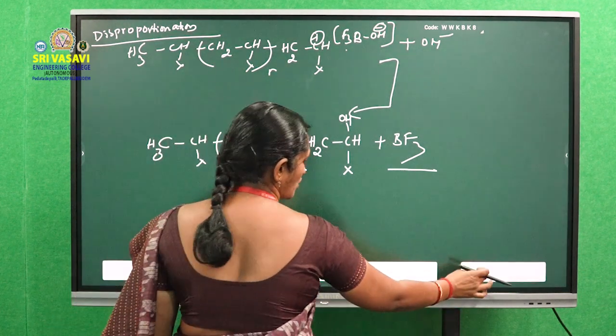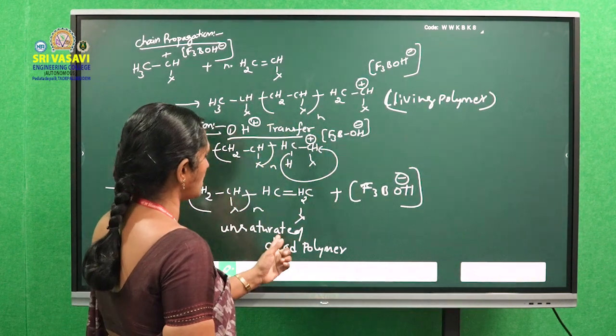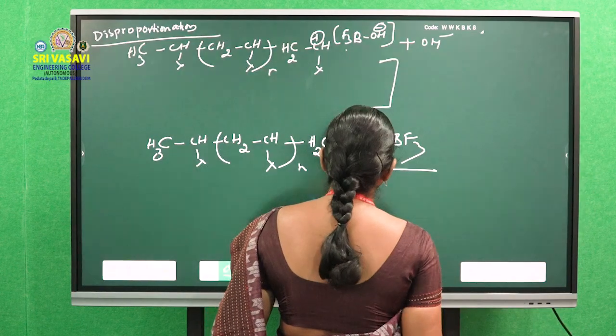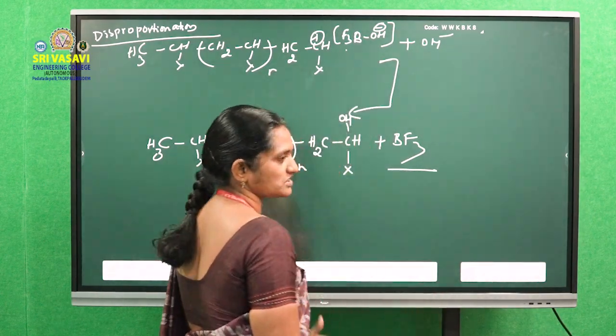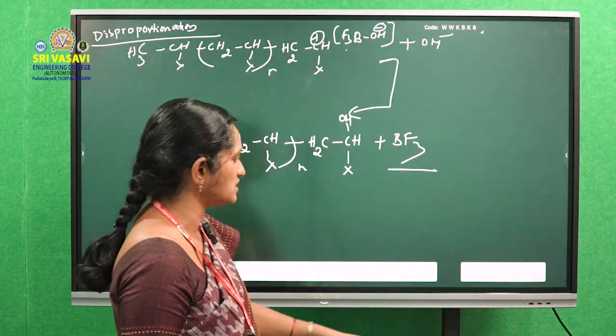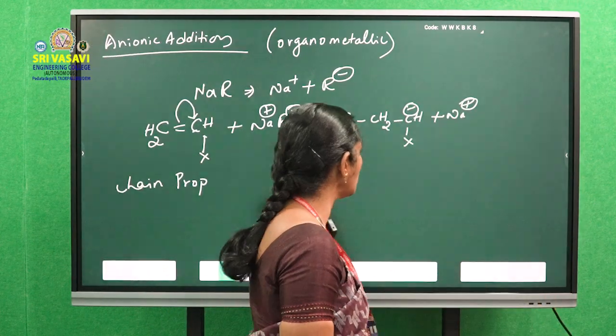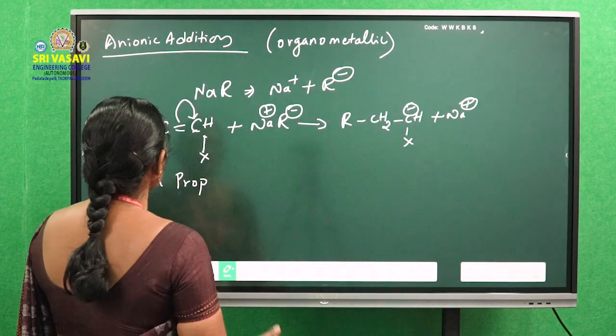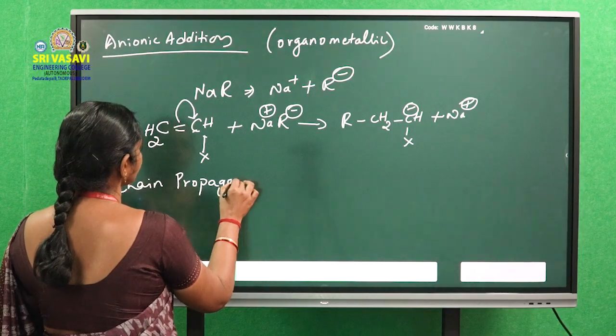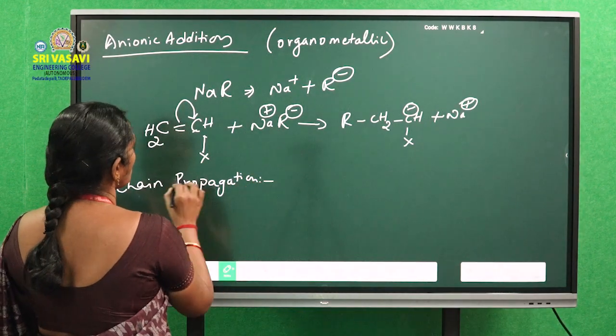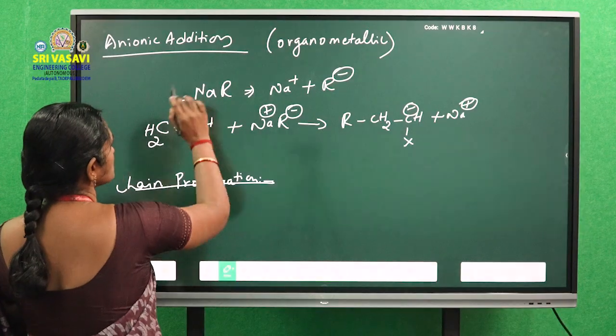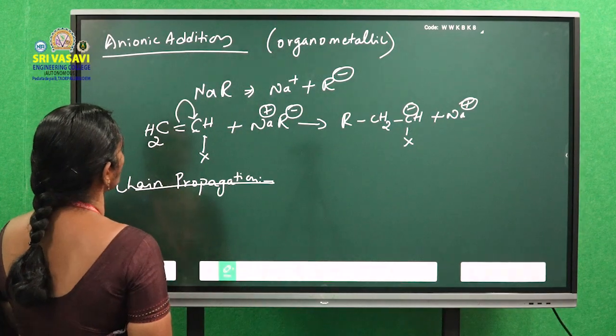Okay, in the first model we are getting an unsaturated polymer. In the second model I am getting a saturated polymer. So this is the cationic addition polymerization. Next, anionic addition polymerization. Anionic addition polymerization takes place through organometallic compounds.